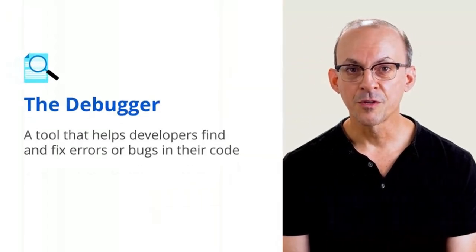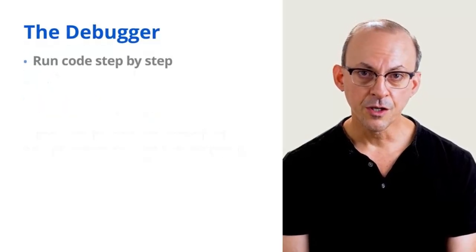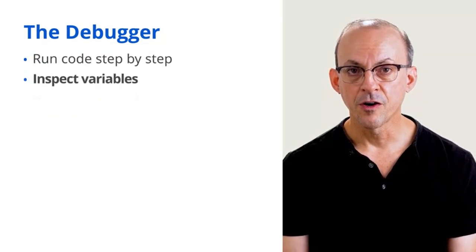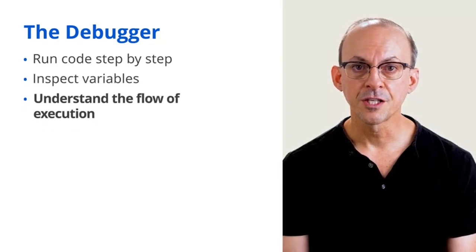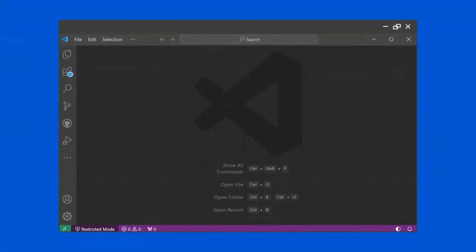To fix this, many programmers use a debugger. A debugger is a tool that helps developers find and fix errors or bugs in their code. It allows you to run your code step by step, inspect variables, and understand the flow of execution to identify where things go wrong. One of the most popular debuggers front-end developers use is integrated into Visual Studio Code, VS Code, and you can access it through the debugger button in the top right corner.